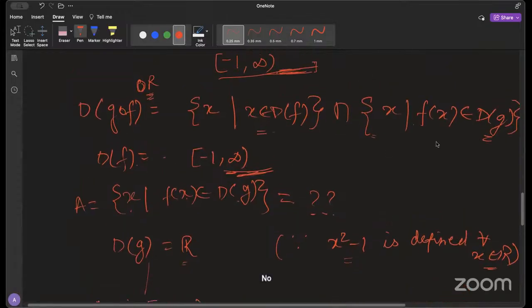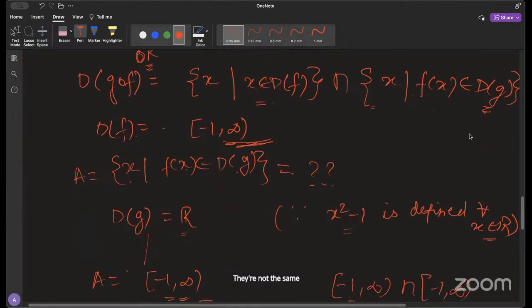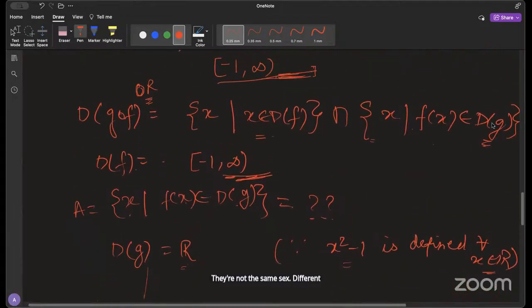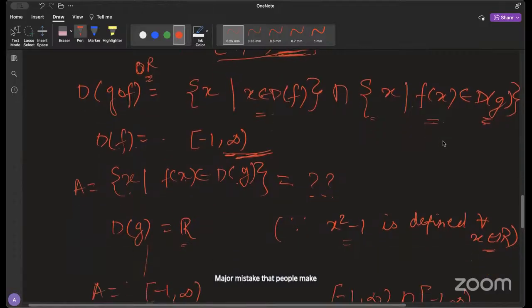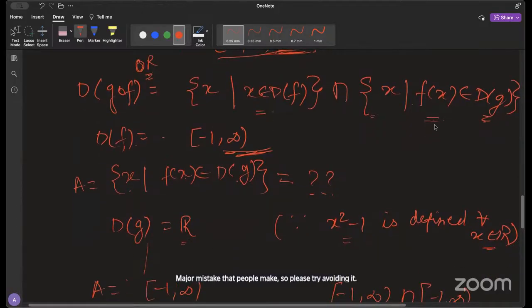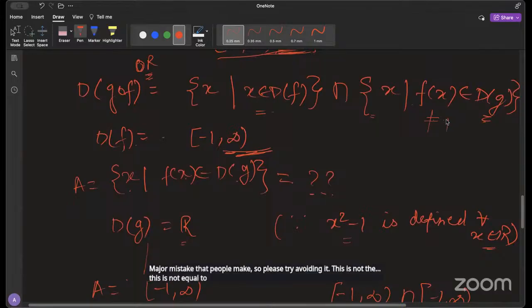No, this is not the domain of the outside function. This is the collection of x such that your fx is in the domain of G. There's a huge difference between the domain of G and this. This is not the domain of G. This is the collection of x such that fx is in the domain of G. They're not the same sets. They're different, and this is a major mistake that people make, so please try avoiding it. This is not equal to the domain of G.